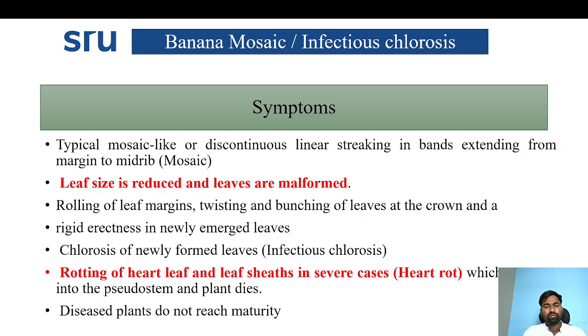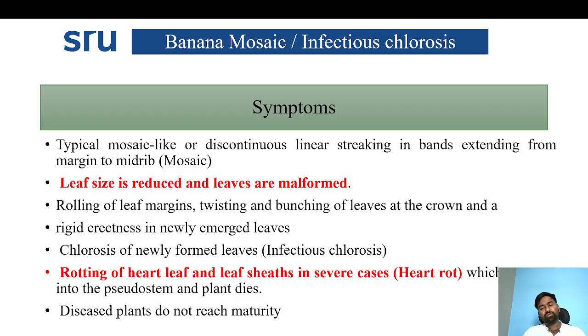Coming to the symptoms, there are typical mosaic-like discontinuous linear streaking bands extending from the leaf margin to the midrib. Leaf size is extremely reduced and leaves are malformed, with rolling of the leaf margin, twisting and bunching of the leaves at the crown, and a rigid erectness in newly emerged leaves.